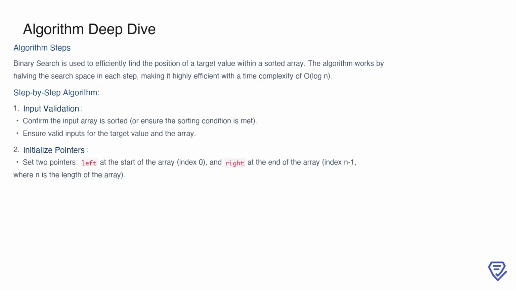We need to confirm that the array is sorted, otherwise, the algorithm won't work as intended. Additionally, we must ensure that valid inputs are provided for both the array and the target value. After validation, the next step is to initialize two pointers, left, which starts at index 0, and right, which is set to the last index of the array. These pointers define the current search range and will be adjusted as the algorithm progresses.